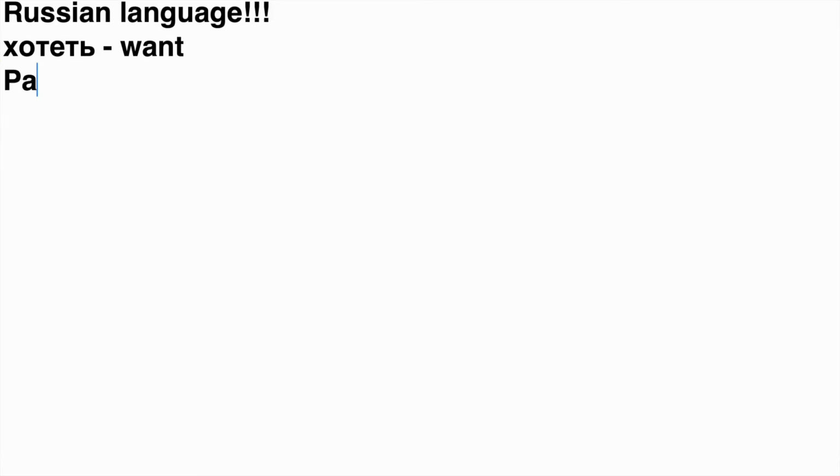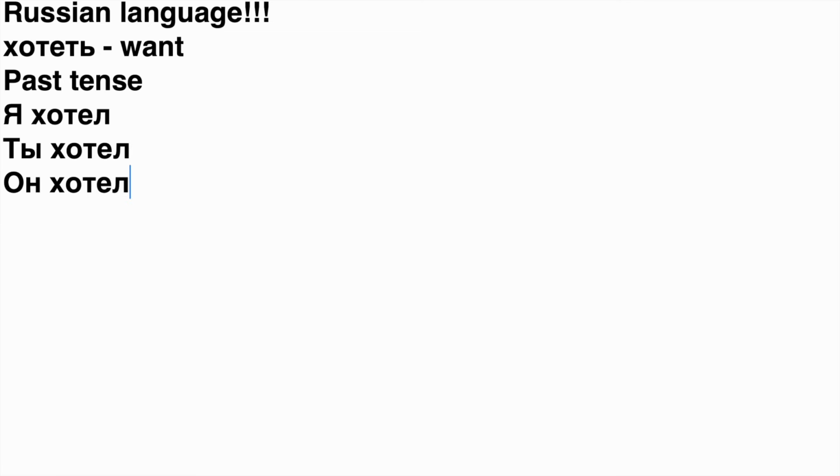For example, past tense. How do we translate this English sentence, "I wanted"? We translate into Russian like я хотел. You wanted, ты хотел. He wanted, он хотел. She wanted, она хотела. And they wanted, они хотели.